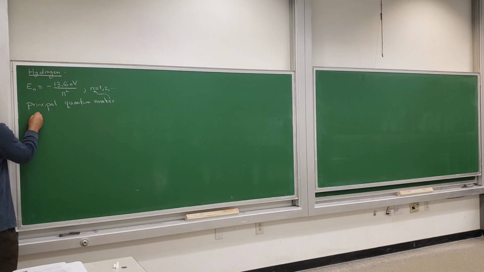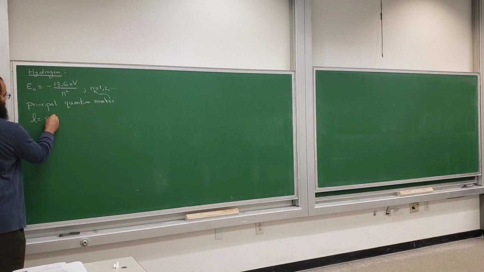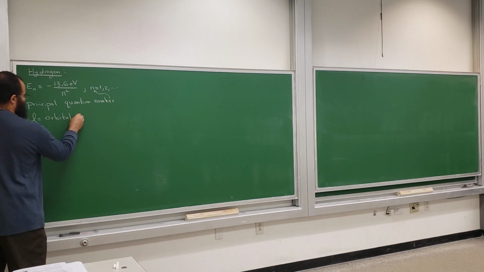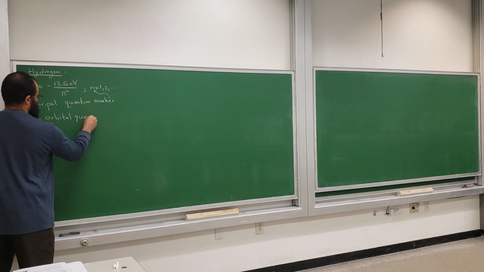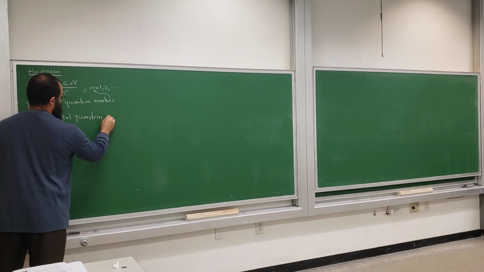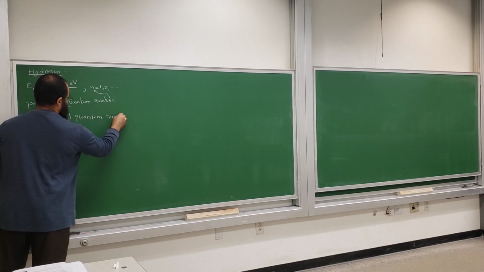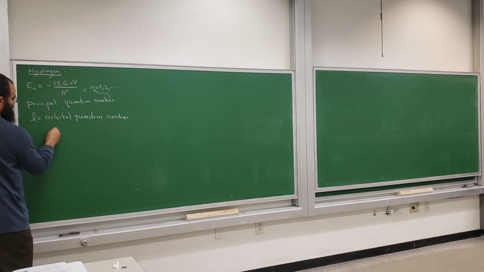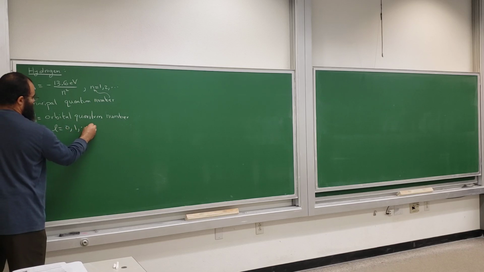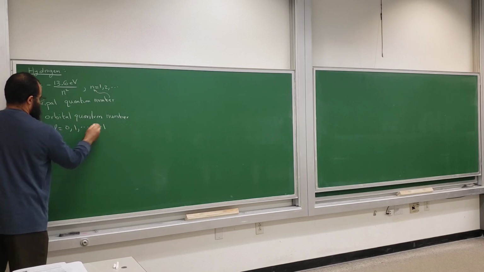And then we had l, which was called the orbital quantum number. And the values that l takes depend on n. There's just 0, 1, all the way to n minus 1.